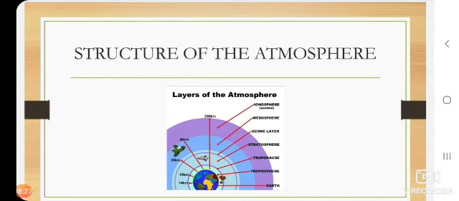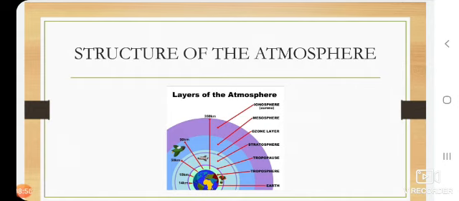Okay, children. Now the next one is the mesosphere. This layer lies above the stratosphere. And children, the chief characteristic of the mesosphere is that in this layer, the temperature always decreases with height. And due to the reflected sunlight from meteoric dust particles, there are wispy clouds found in this layer.